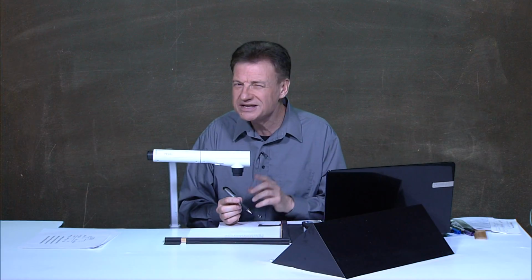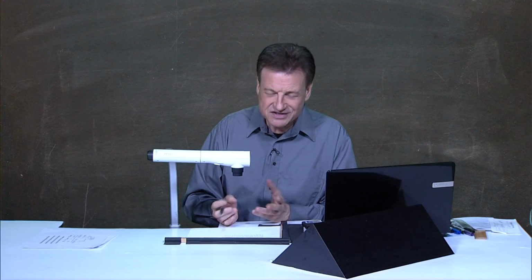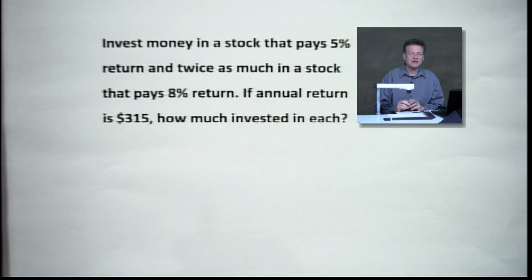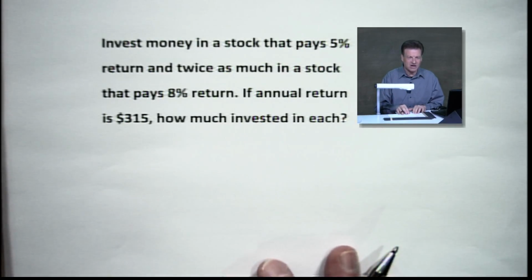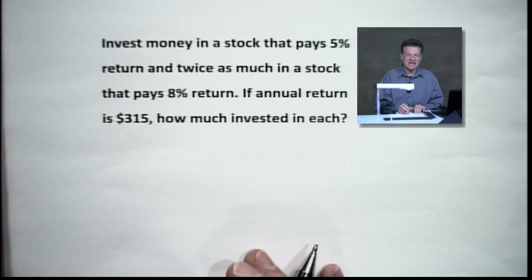Another reason why we do a few real-world applications here on Mathline. Let's take a look at our next one. Speaking of real world, let's talk about some investments, all right? Let's invest some money in a stock that pays 5% return and twice as much in another stock that will pay 8% return. Now, if the annual return is $315, how much are we investing in each?